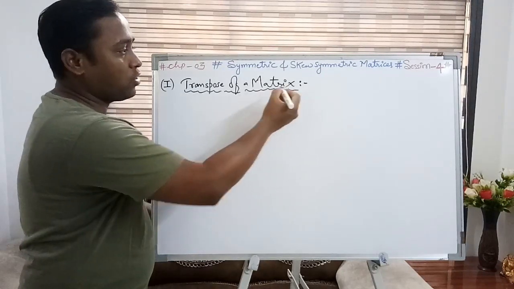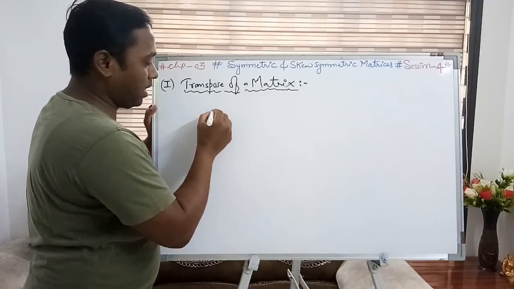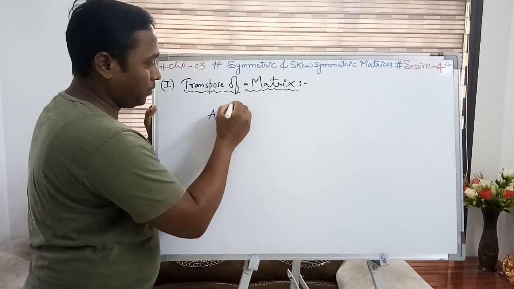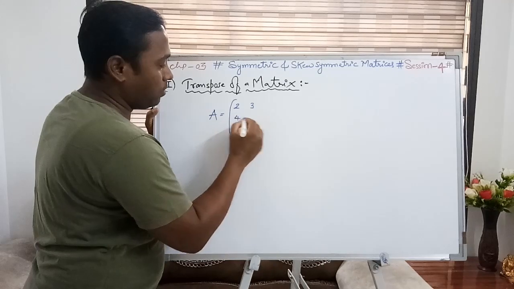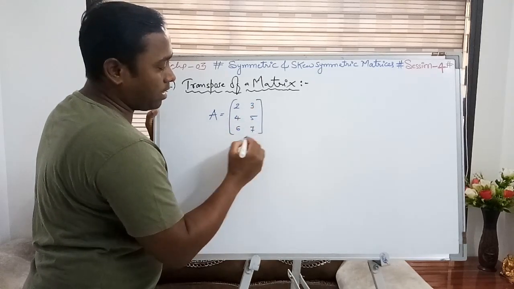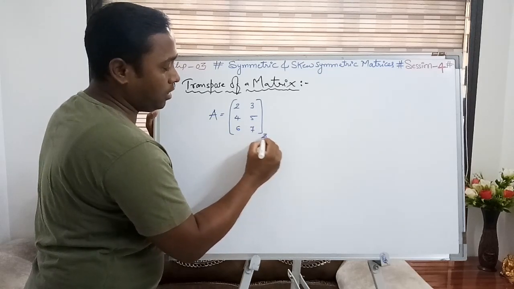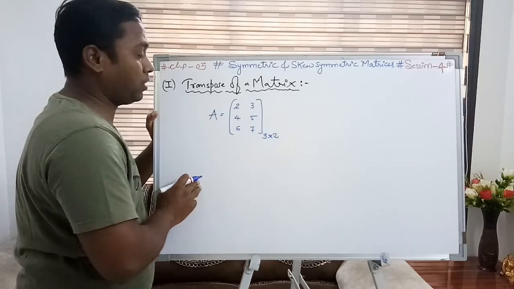What is meant by transpose of a matrix? First I will take randomly one matrix A, with elements 2, 3, 4, 5, 6, 7. Now I can write the order of this matrix as 3 rows and 2 columns.